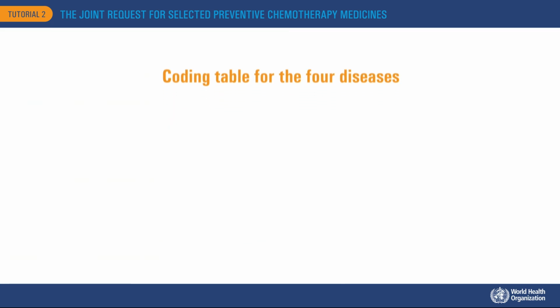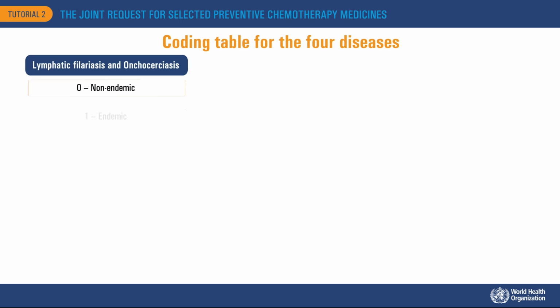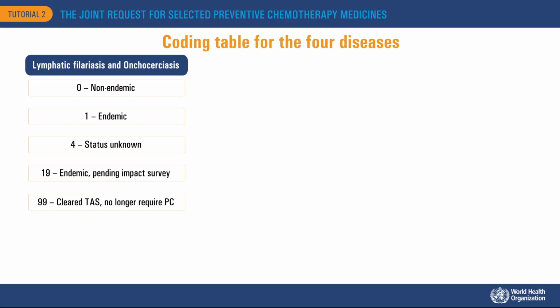This is the coding table for the 4 diseases. Lymphatic filariasis and onchocerciasis: 0. Non-endemic. 1. Endemic. 4. Status unknown. 19. Endemic pending impact survey. 99. Cleared tasks, no longer require PC.